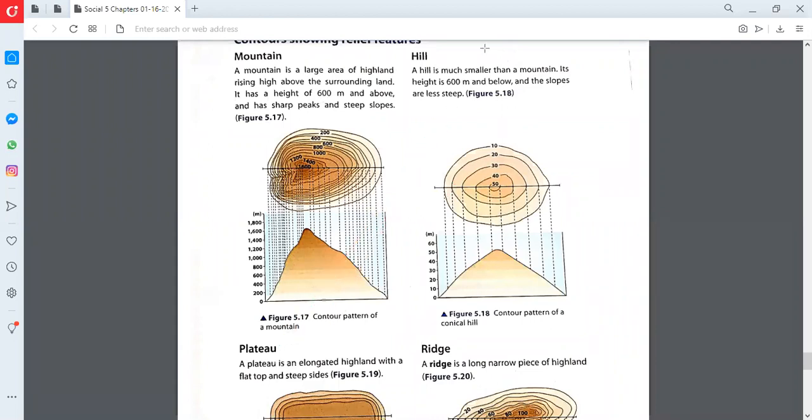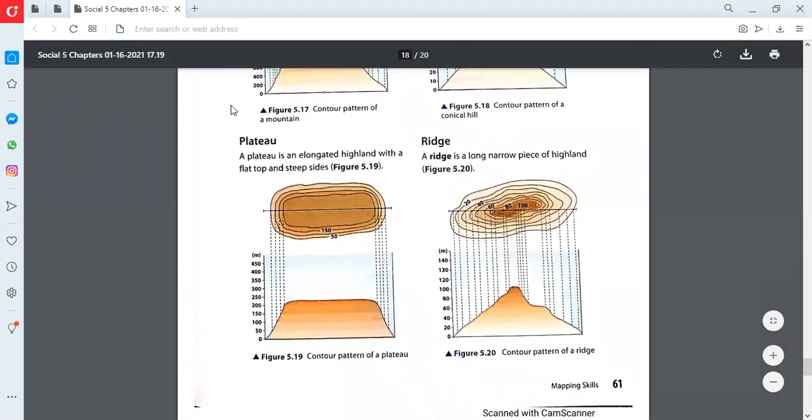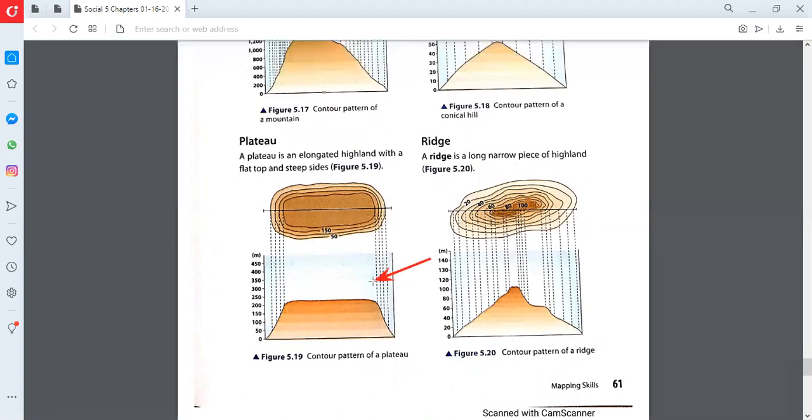What is a plateau? We also know that a plateau is a mountain which is flat at the top. So basically, it's a kind of mountain. It is above the land. So it's a highland, but it is flat at the top. See, a plateau is an elongated highland with a flat top and steep sides. Flat top means it is flat at the top and has sharp sides.